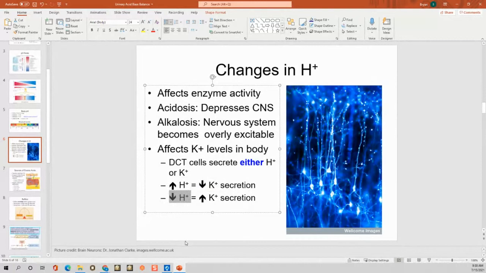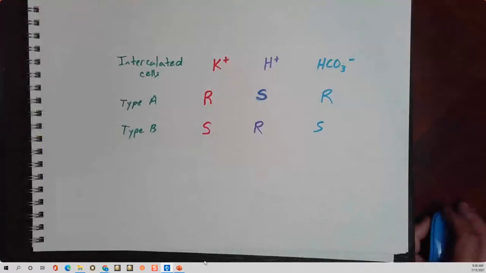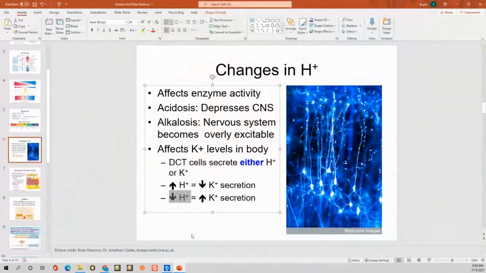As we start to have alkalosis, we don't have enough hydrogens. Which type of intercalated cell is going to come into play if we don't have enough hydrogens? Type B. We're going to be reabsorbing more hydrogens, getting rid of some bicarb, but at the same time, there's this concomitant secretion of potassium. And so that blood's going to start to become hypokalemic. Does that make sense?